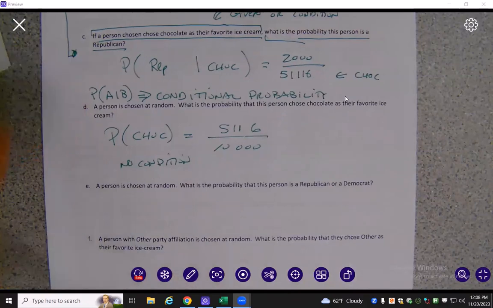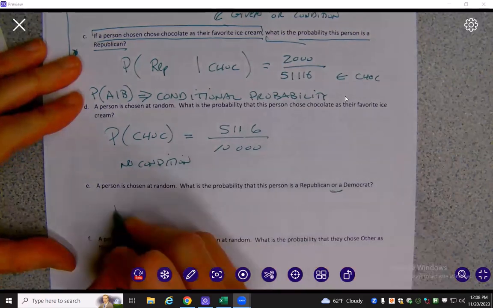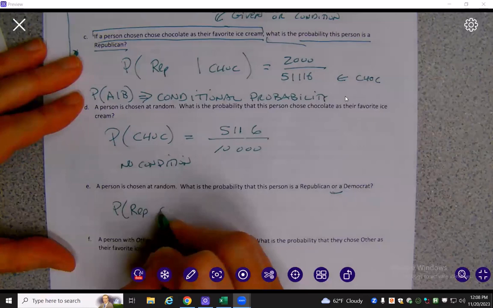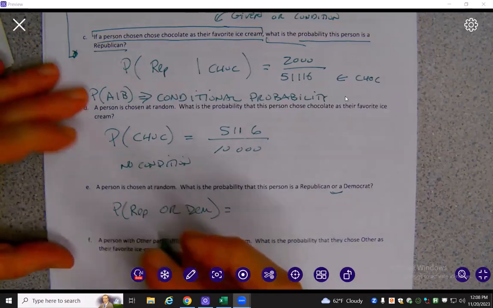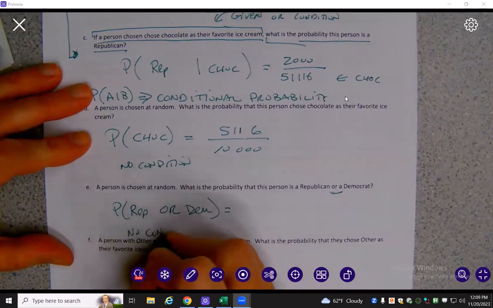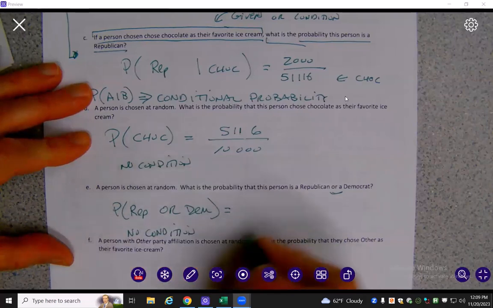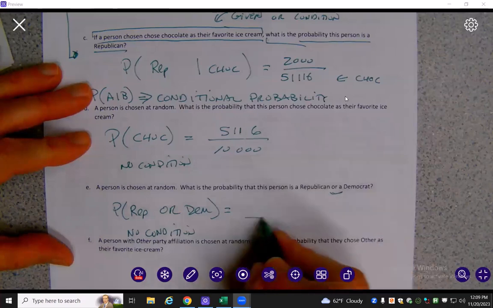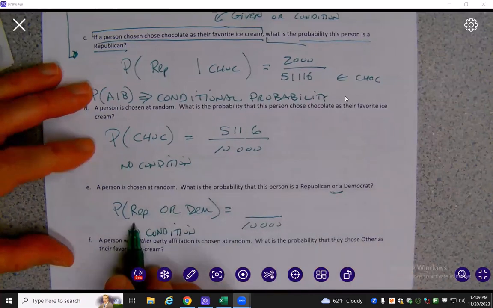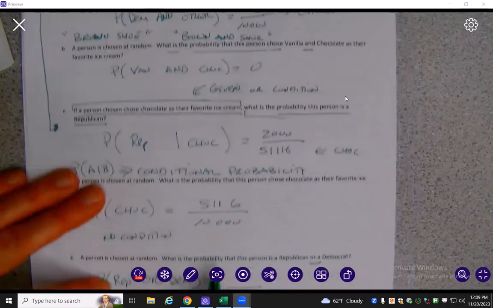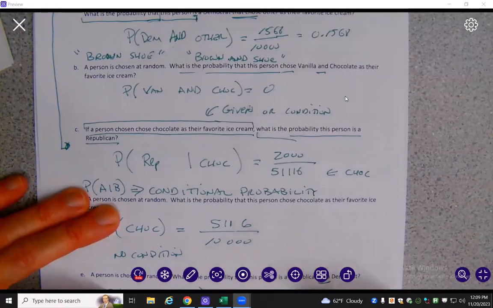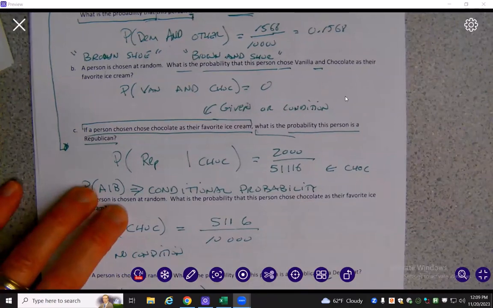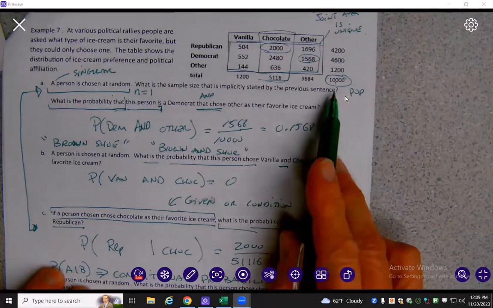Look at question E. A person is chosen at random. What is the probability that this person is a Republican or a Democrat? So the one is probability Republican or Democrat. So again, notice no condition given, no condition. So I'm assuming coming from the entire 10,000. So what's the chance of being Republican? Yep, Republican, there were 4,200. How many were Democrat? 4,600.